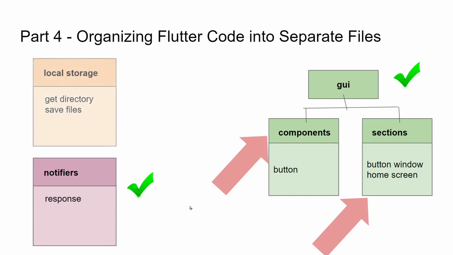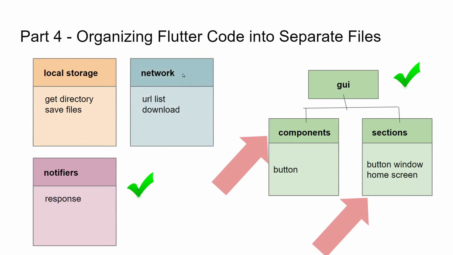Future videos will explain how to manage the local storage of your Windows computer to get the directories for the pictures folder to store the files into, and how to save the files. We'll also cover how to manage the network, how to send a GET request with HTTP out to an image server or a camera, and then download all the images to the local Windows Pictures folder.